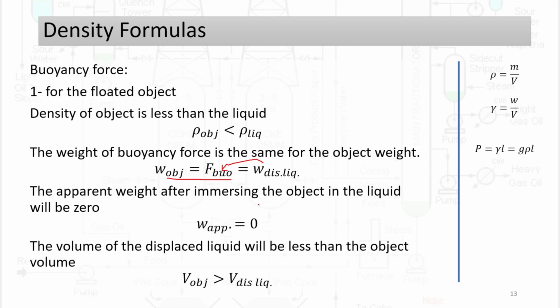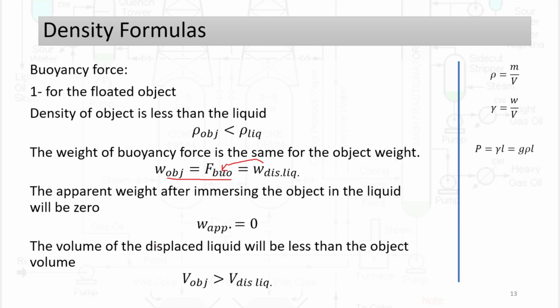Apparent weight after immersing the object in the liquid will be 0, because the buoyant force equals the object's weight, so there is no difference between them. So there is no difference between them, which is the apparent weight. So no weight will be felt.